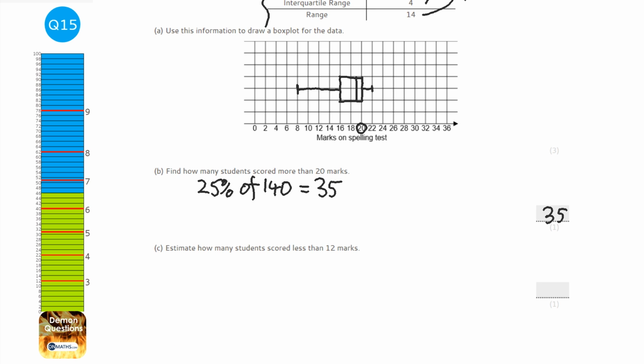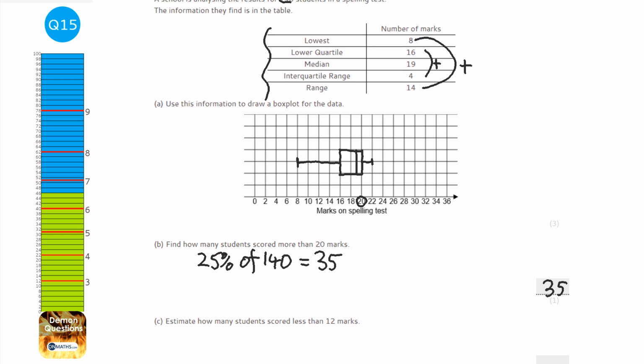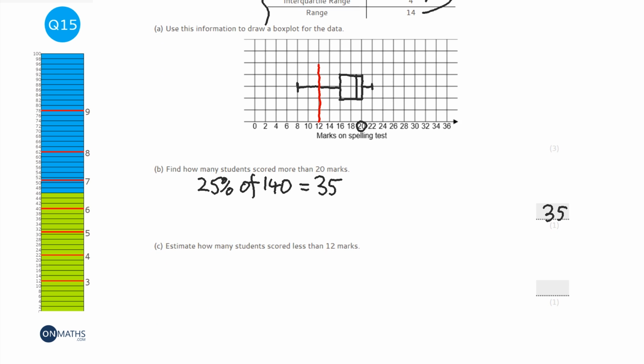Next one, question C. Estimate how many students scored less than 12 marks. So let's have a look at 12 marks. 12 marks is here. And 12 marks is halfway between the lowest value and the lower quartile. So we know there's 35 students who are in that quarter, and so we're going halfway there. Now we can't really say 17.5, that doesn't make much sense. So on this question I would expect that you could either write 17 students or 18 students.